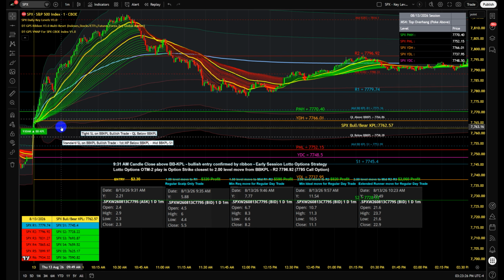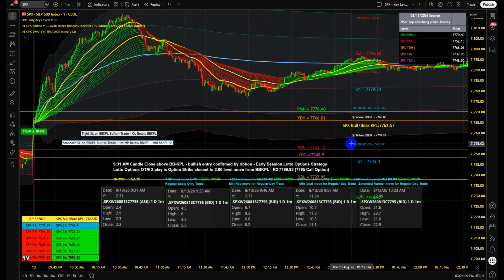So as you can see here, one thing you want to keep in mind is that when you're using the early session lotto option strategy, you're still using the same stop losses that you would on the standard daily key levels trade, and you have the same exact targets for either exit or adjustments. You're simply changing the strike that you're using, and you're using the key levels in order to come up with that strike. And the strikes here for early session lotto options are based on the minimum required move and ideal move for regular day trades.